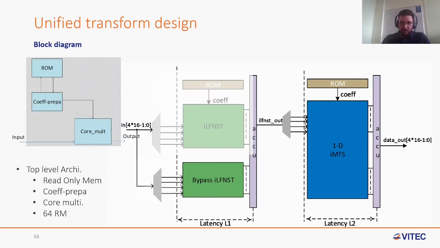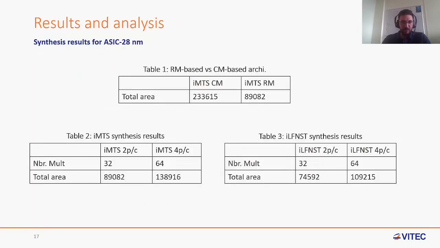Now both modules, the LFNST and the MTS, use the same architecture. They both embed 3 submodules: the ROM, read-only memory, a coefficient preparation module, and a core multiplication module. The read-only memory will store the coefficients and the data defined by the VVC for the LFNST and MTS. The coefficient preparation module will select a certain number of coefficients depending on the input status, and the core multiplication module will apply the transformation process using 64 multipliers in parallel in order to respect the 4 pixel per cycle throughput. Now let's move on to the results.